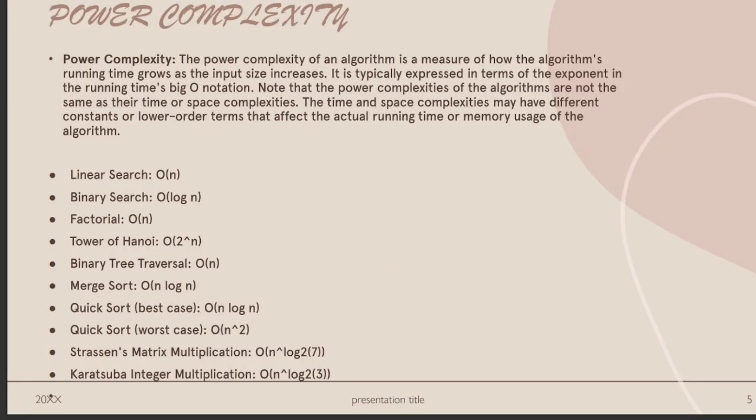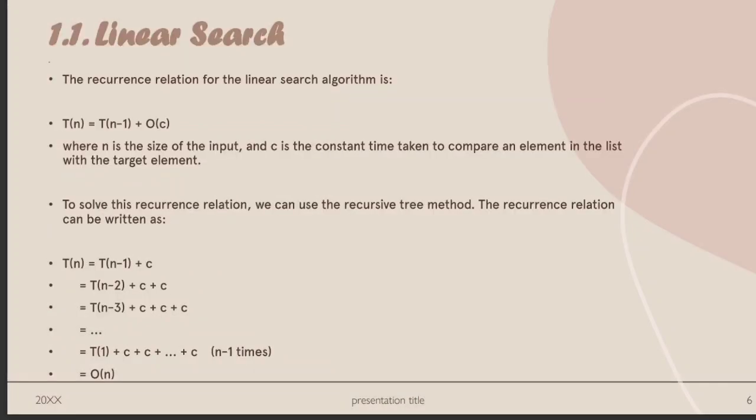Third, power complexity. The power complexity of an algorithm is a measure of how the algorithm's running time grows as the input size increases. It is typically expressed in terms of the exponent in the running time, big omega notation. Note that the power complexities of the algorithms are not the same as their time or space complexities. The time and space complexities may have different constant or lower order terms that affect the actual running time or memory use of the algorithm. The power complexity for all the algorithms is given here.